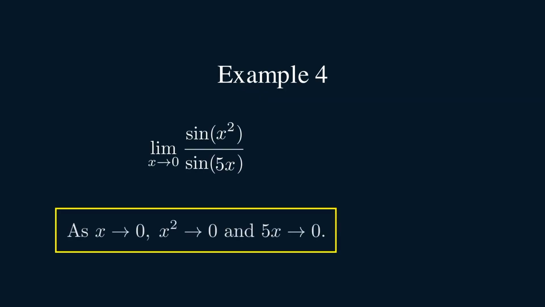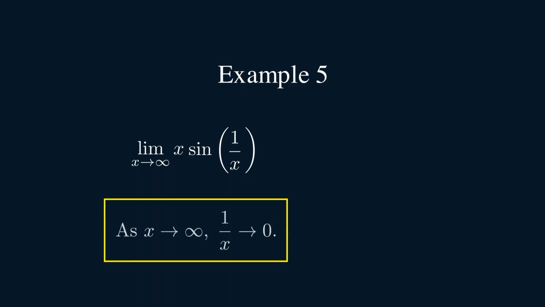Next, we consider a limit in which sine functions appear in both the numerator and the denominator. As x approaches 0, the inputs of both the sine functions approach 0. So we can simply remove each sine function, keeping just its input, and simplify. The value of this limit is 0.